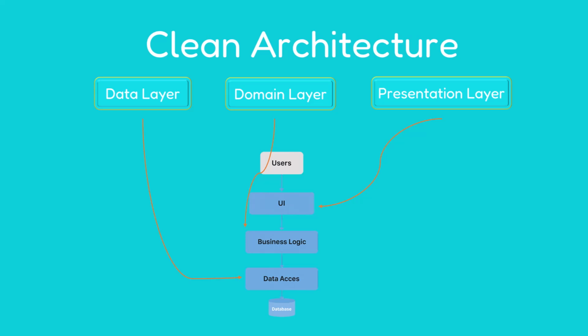The great thing about clean architecture is that layers are independent. For example, if your app grows and you want to change your state management solution, you only need to update the presentation layer. Your core logic and data fetching stay untouched.